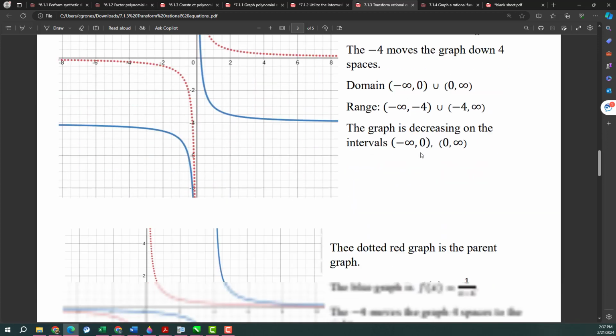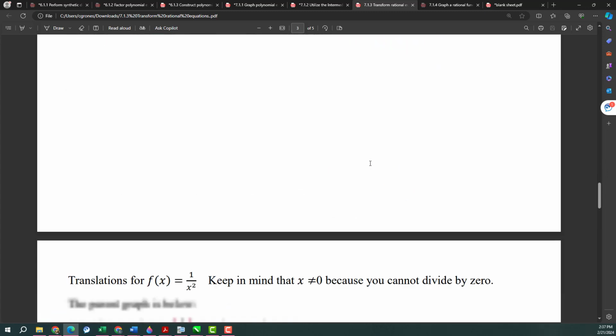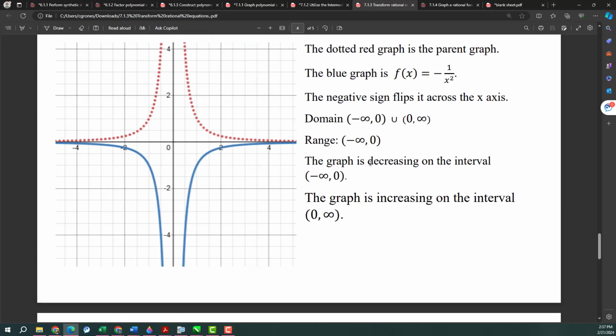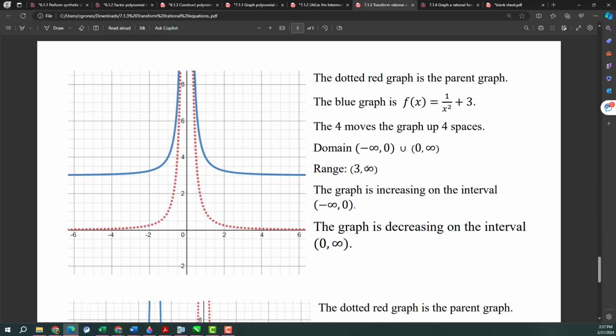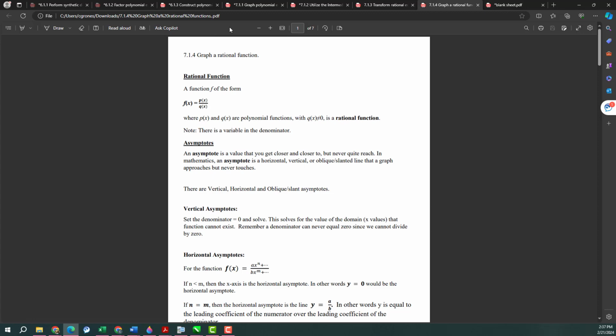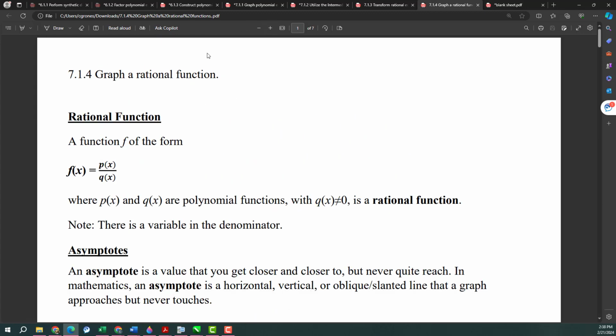So just go through and look at some of these graphs, and you can even play around with them on your calculator. And then 7.4 is the last one. It's going to be graphing a rational function. So remember, we've got two polynomials, one dividing the other.